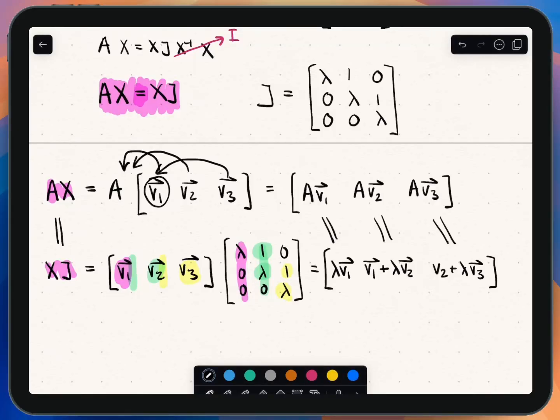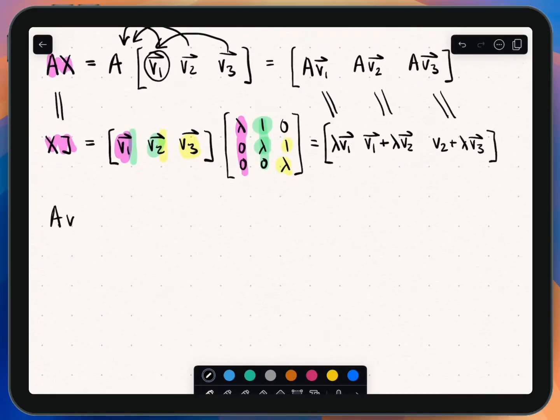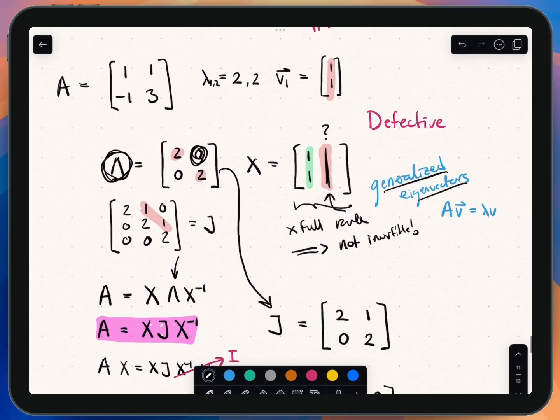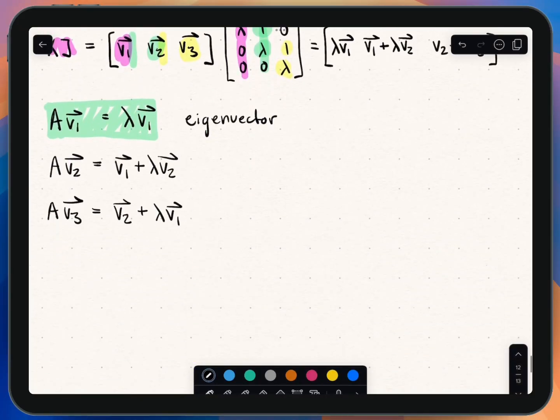And now this starts to get pretty interesting. We see that A V1 is equal to lambda V1, and A V2 is equal to V1 plus lambda V2. Now, what does this mean? Well, this first one says that A V1 is equal to lambda V1, and this actually is our first standard eigenvector. This is just a normal eigenvector. And this is in line with what we said up here, where our first column was fine, but then what? So that's where we're going to go here.